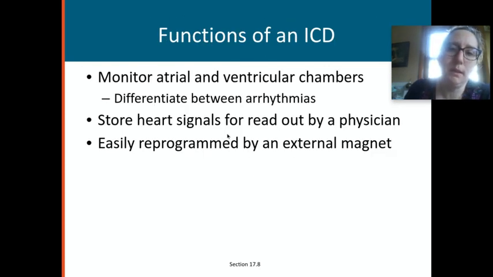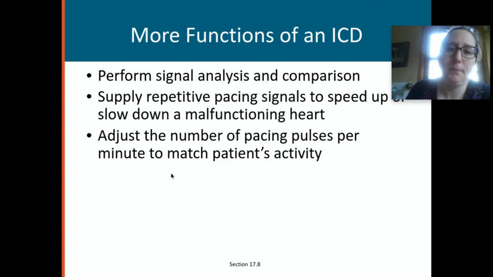So again, these devices monitor heart rates on their own. And then when you go to the doctor, they can download the data and then reprogram it if you need a rate change or if something needs to be changed. They work very well, and I think they only have to be changed about once every 10 years now.